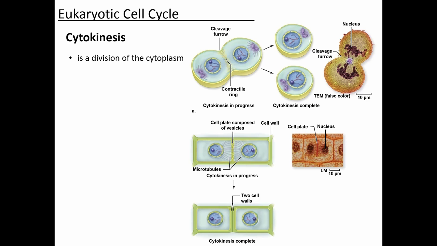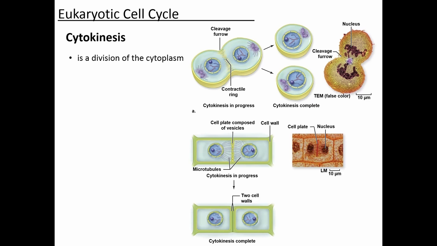What happens when this constricts is on the outside you get the formation of a cleavage furrow between what's going to be the two daughter cells. And as the ring constricts, the cleavage furrow deepens until it pinches the one cell into two cells. Okay, so cytokinesis in animal cells involves a ring of actin filaments and a cleavage furrow, and that ultimately results in dividing the cytoplasm.